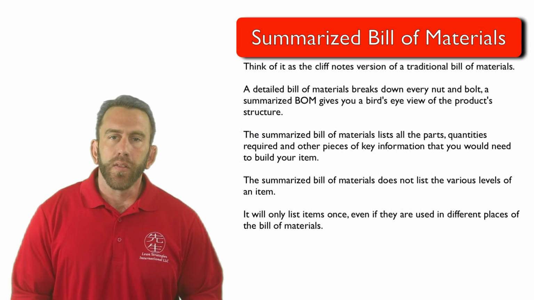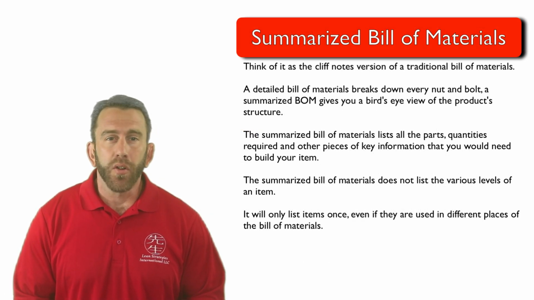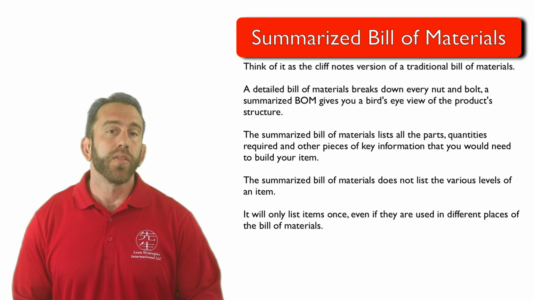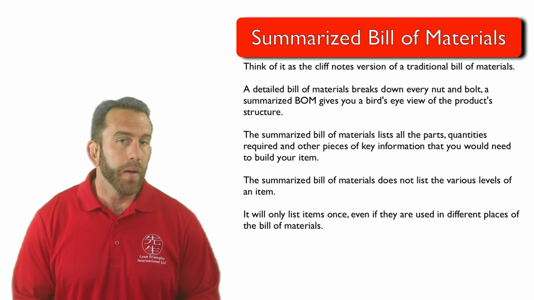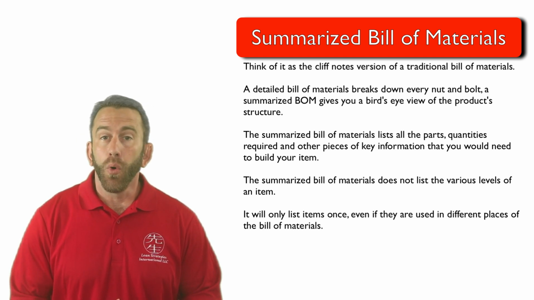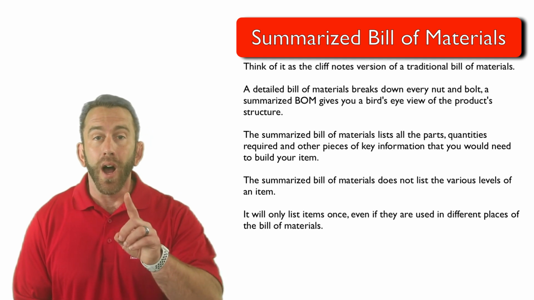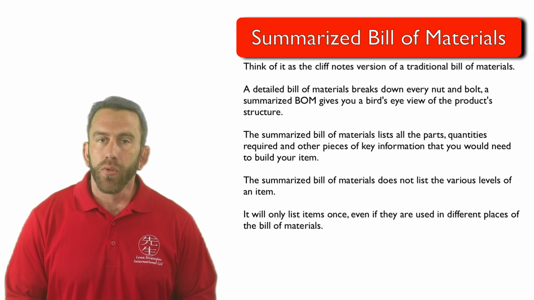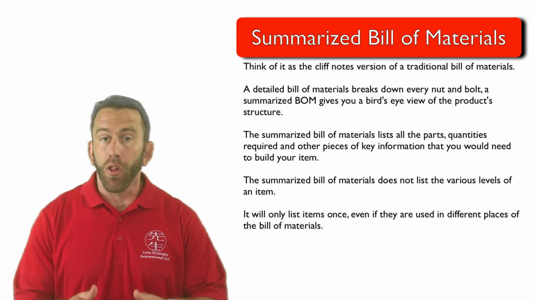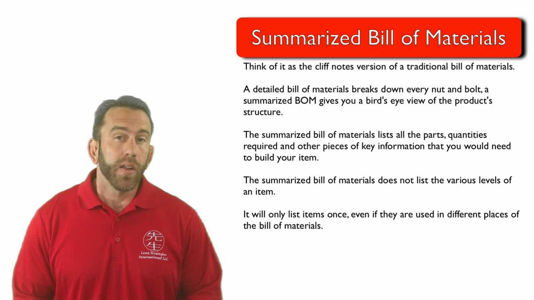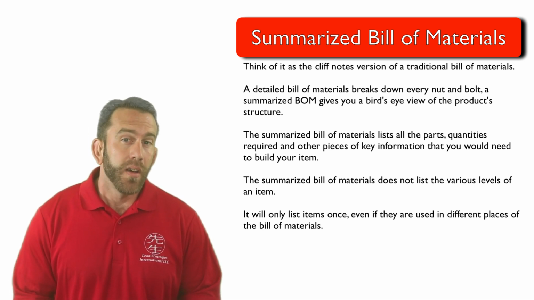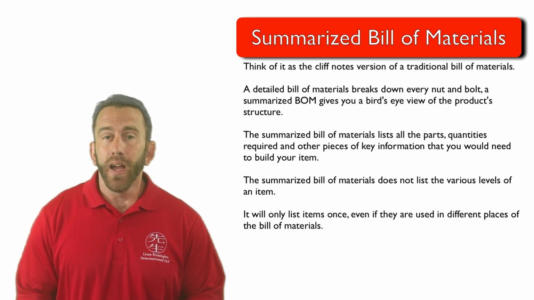One key difference is that the summarized bill of materials does not list the various levels of an item. In addition to this, it will only list items once, even if they are used in different places of the bill of materials. This is, as you may have guessed, why it is summarized.